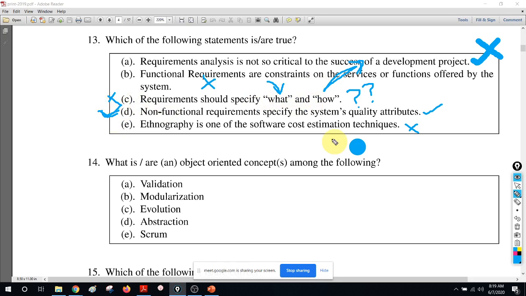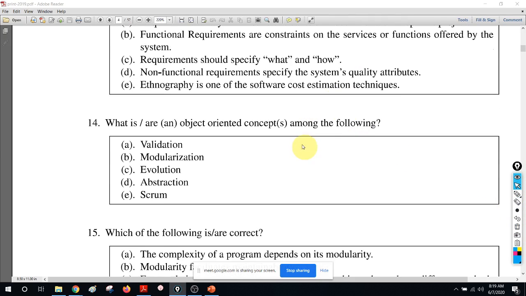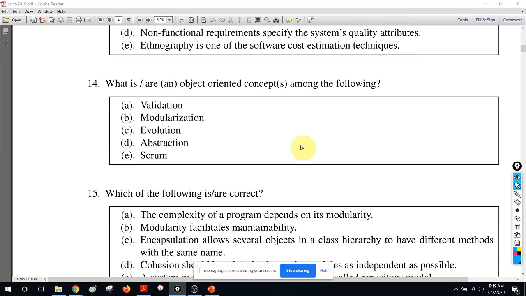14. What is an object-oriented concept among the following? That is a very simple question if you are aware of object orientation. Validation, no. Modularization is more from structured programming. Evolution is a process model thing. Abstraction, yes. I don't know whether the examiner will take B, right?